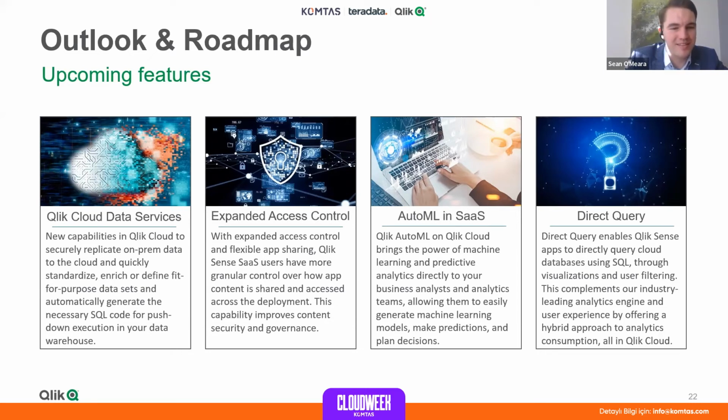It's AutoML in SaaS. AutoML will be integrated in SaaS, and it brings machine learning capabilities to your Qlik environment and enables business users to actually power AI and ML capabilities within their analytics to do what-if analysis and forecasting and such things. So it's going to bring predictive analytics directly to your business analysts and analytics teams, and they can build models and make decisions, plan predictions, which then can be actioned again.